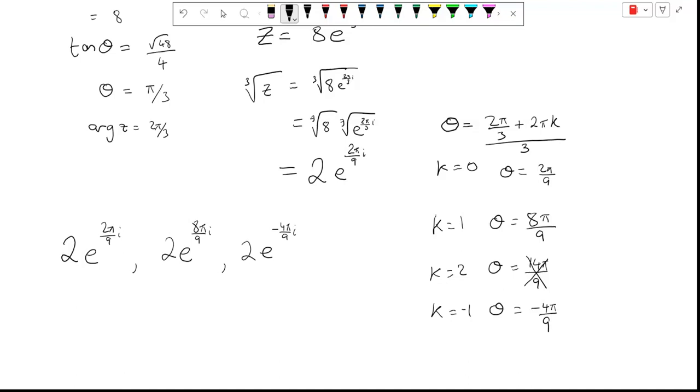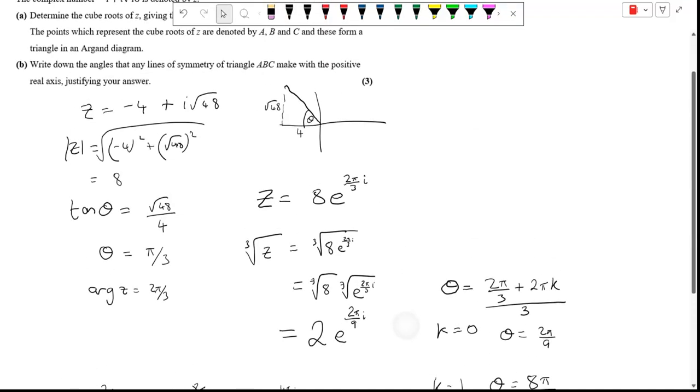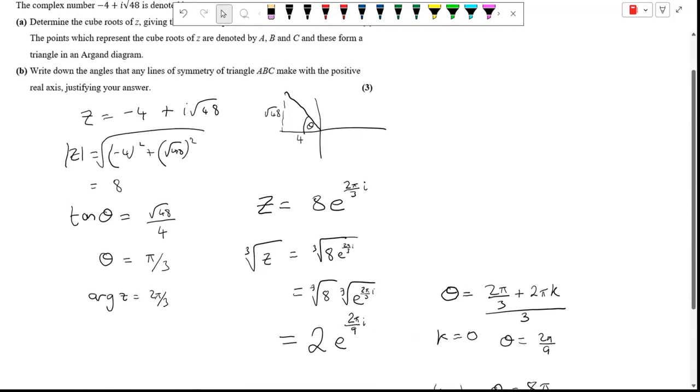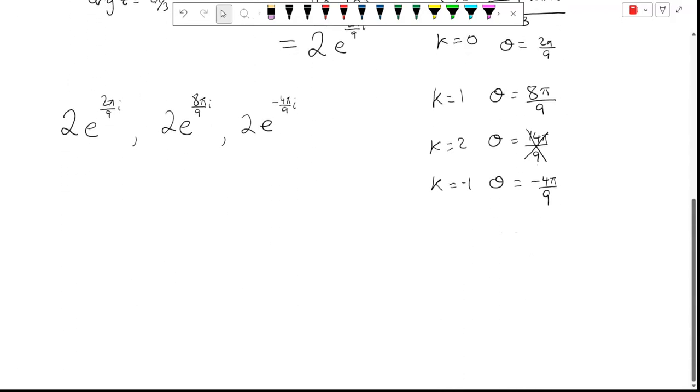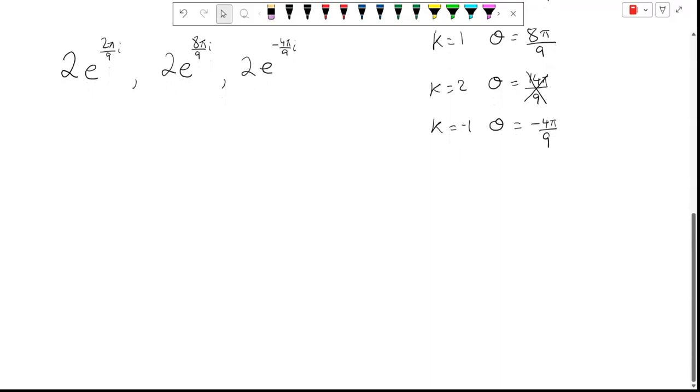So that's your part A, and then part B says the points which represent the cube roots of z are denoted by A, B, and C, and these form a triangle in the Argand diagram. Write down the angles that any lines of symmetry of triangle ABC make with the positive real axis, justifying your answer. Okay.